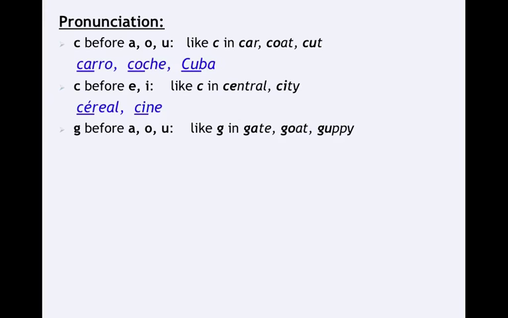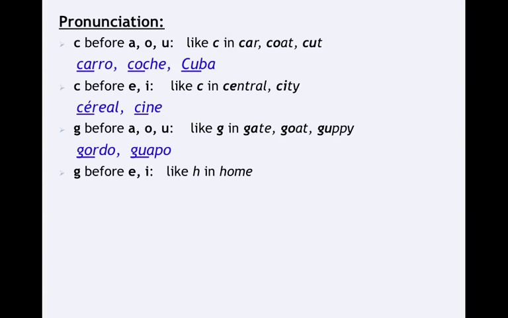The G before the vowels A, O, and U is like the G in gate, goat, and guppy, a hard G sound. Repitan, por favor. Gordo, guapo, which mean fat and handsome.